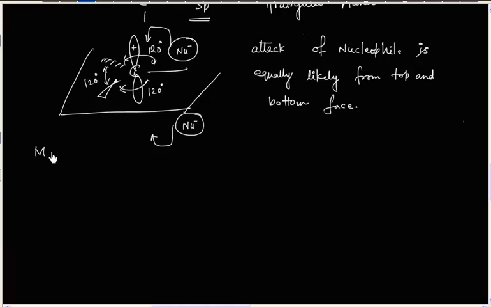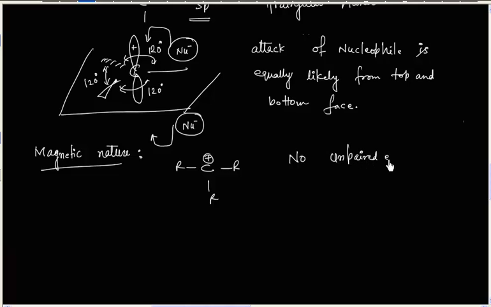About magnetic nature. Carbocation does not have any unpaired electron. So it is diamagnetic in nature. So it has 6 electrons, all are paired. So no unpaired electron. So carbocation is diamagnetic in nature.